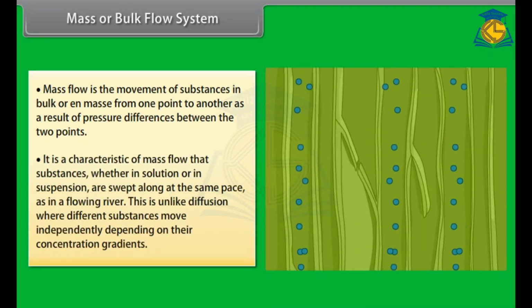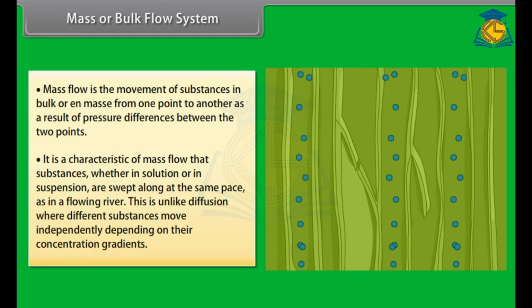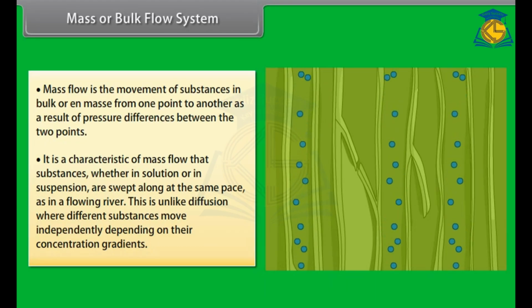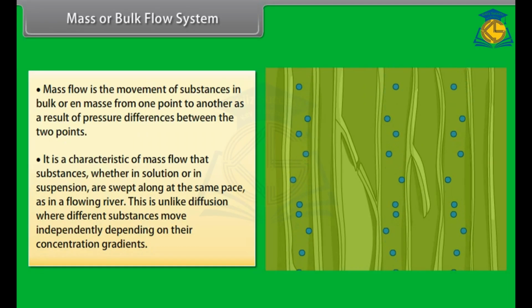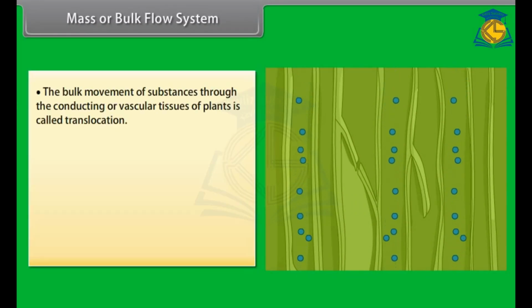It is a characteristic of mass flow that substances, whether in solution or in suspension, are swept along at the same pace as in a flowing river. This is unlike diffusion, where different substances move independently depending on their concentration gradients. Bulk flow can be achieved either through a positive hydrostatic pressure gradient, example a garden hose, or a negative hydrostatic pressure gradient, example suction through a straw. The bulk movement of substances through the conducting or vascular tissues of plants is called translocation.